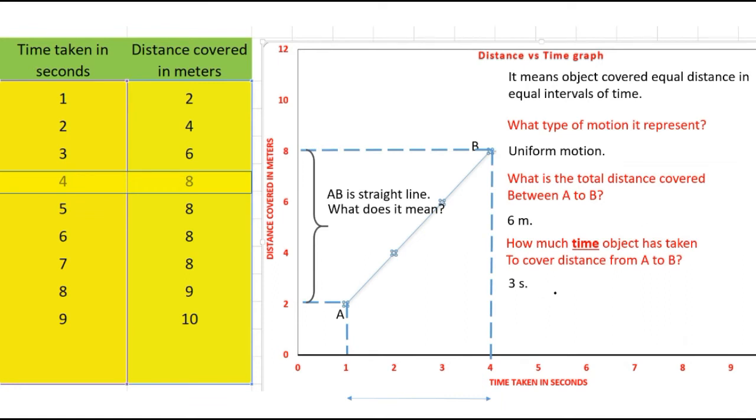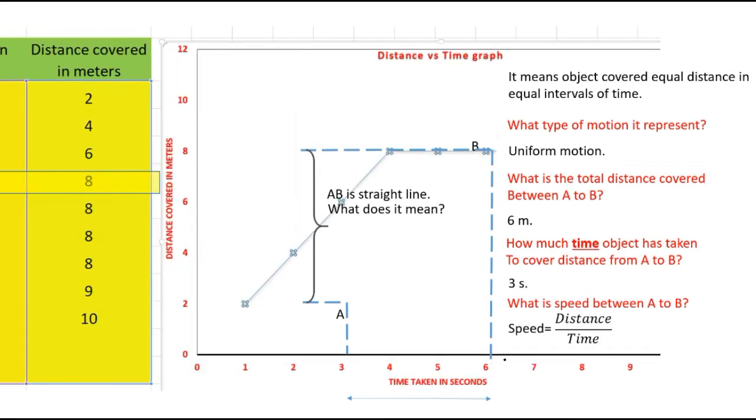And suppose a question comes, what is the speed of this vehicle while traveling from A to B? Now we all know that speed is the distance traveled divided by time, right? And therefore you can simply calculate the speed. And what can be the speed? 6 meter divided by 3 second, 2 meter per second, right?